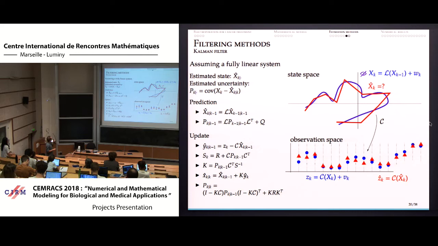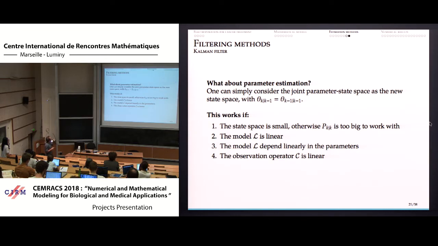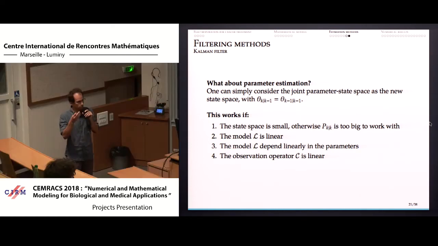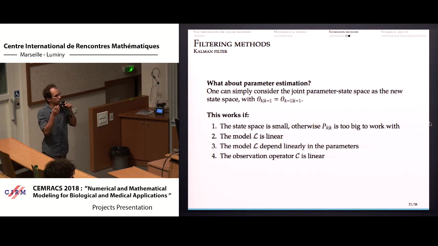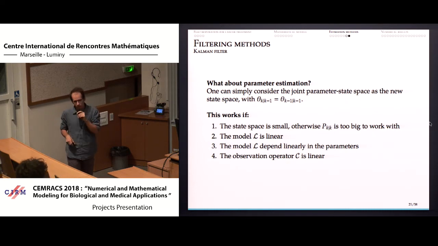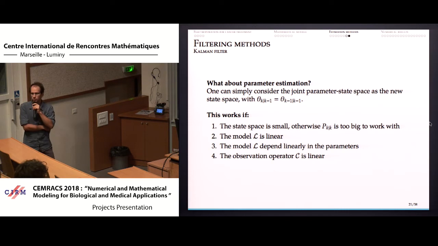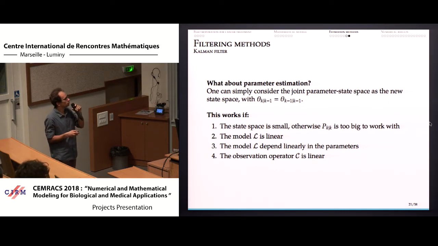The problem is that we don't always have linear things. How can we use this for parameter estimation? Basically, you have your state, you can plug the parameters inside your state, have no evolution laws for the parameters, and just let it run. The problem is that if your state space is very big, like for us with the PDE finite element space, it is very large, so you have to deal with matrices which are much too big.